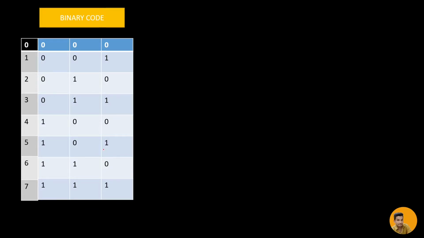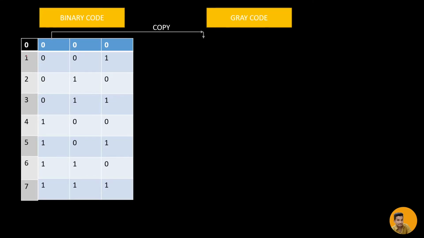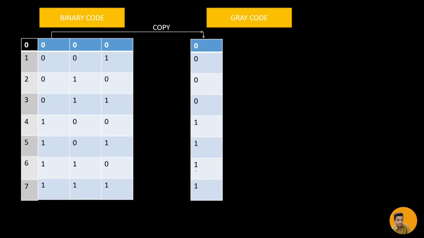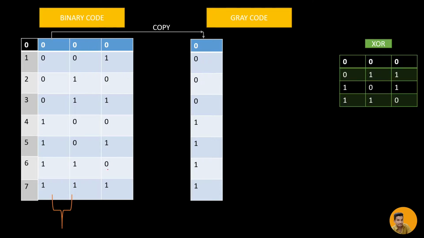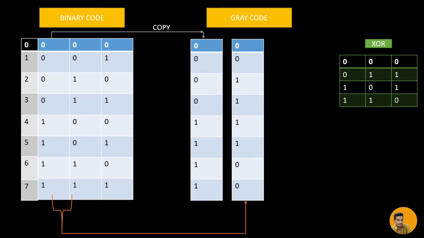Now to convert this binary code to gray code, we are first going to copy the MSB as it is. So this whole column is being copied as it is. Then we take these two and perform the XOR operation on them. And we know in XOR operation, the changing one gives 1. So 0 and 1 gives 1, 1 and 0 gives 1, and these are the same, so 0 and 0 gives 0.